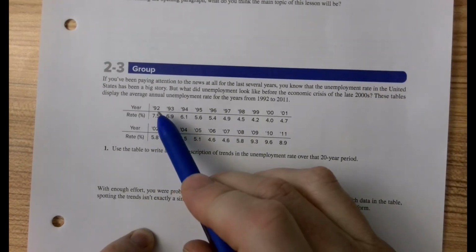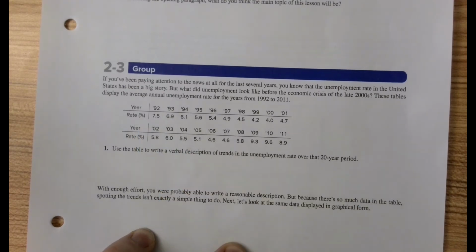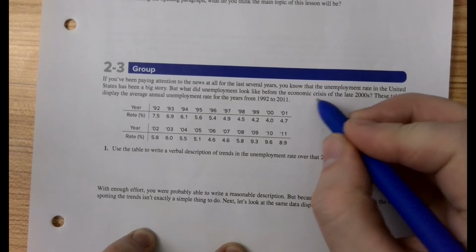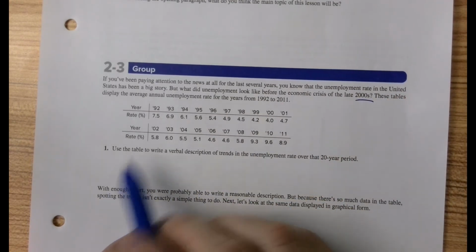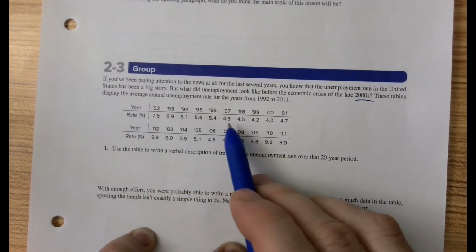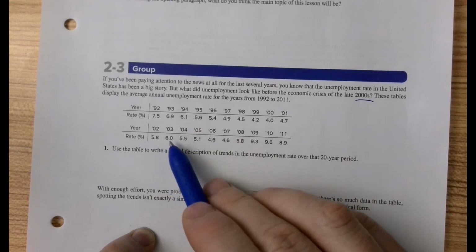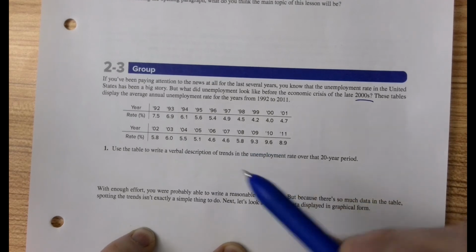So here's 1992, and this data is the unemployment rate for that given year. We're thinking, what did it look like before this economic crisis of the late 2000s? And these are the unemployment rates. Notice we got 7.5 and a 6.9. These numbers seem to be getting smaller. 4.7. Oops, we're starting to go back up. 5.8, 6.0, going back down, down, down, down. Oh, huge jump right here.